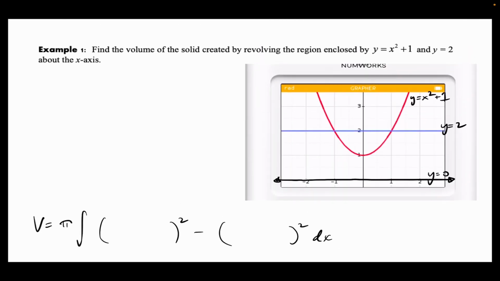So this one is going to revolve around the x-axis. If it revolves around a horizontal line, it's a horizontal revolution. So that means it's going to be dx. If it's revolving around a horizontal line, it's a horizontal revolution. If it's revolving around a vertical line, it's a vertical revolution. That's how you know which one, if it's dx or dy.